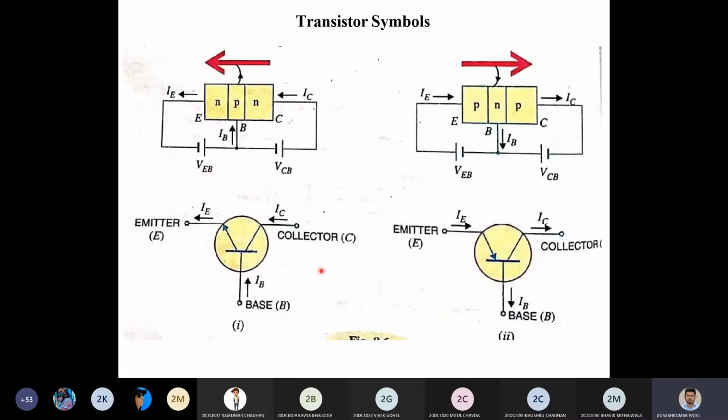So this is the transistor symbol. We have already seen how a transistor is drawn. These are the currents: base current IB, IE and IC, and in the same way IE, IC and IB. This is my NPN, and this is PNP. Keep that in mind: base to emitter is NPN and emitter to base is PNP.